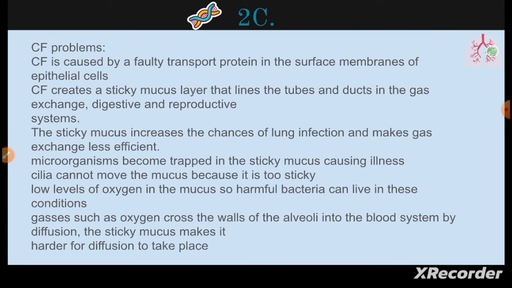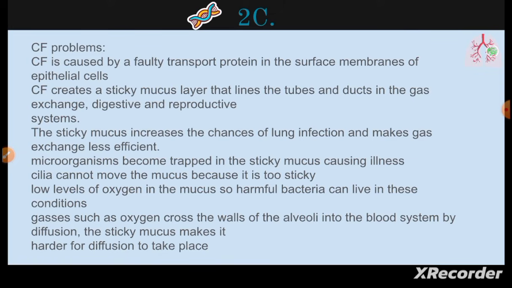Cystic fibrosis. Cystic fibrosis, you have to memorize it very well. It's often asked about too. So what causes cystic fibrosis? Cystic fibrosis is caused by a mutation that causes a faulty CFTR transport protein in the surface membranes of epithelial cells. The CFTR is a chloride ion transport channel. So the chloride ions do not exit the cell. So the chloride ions stay in the cell.